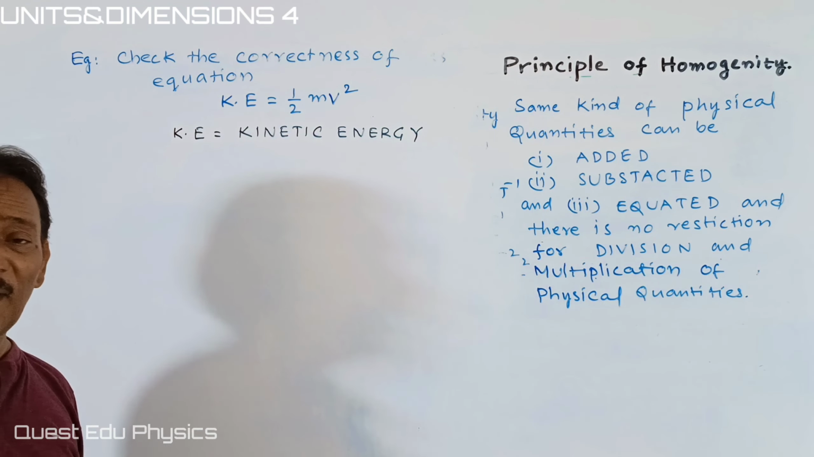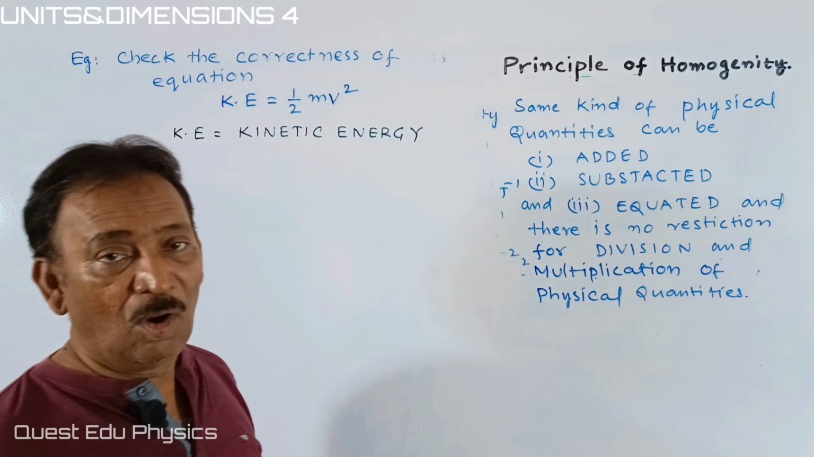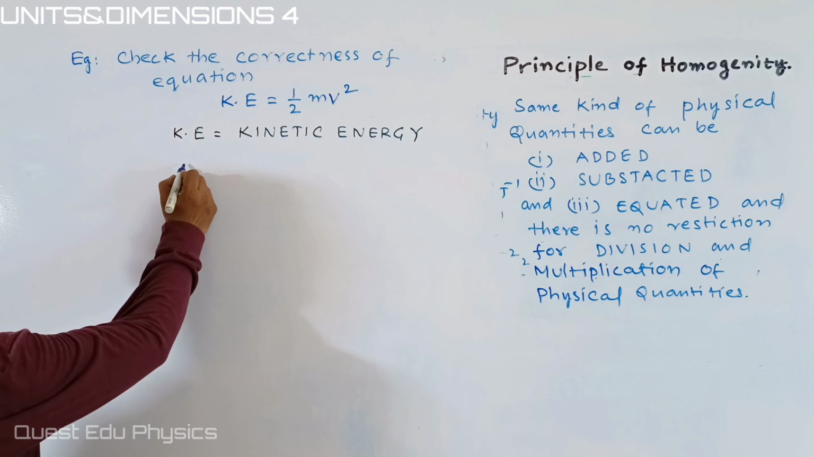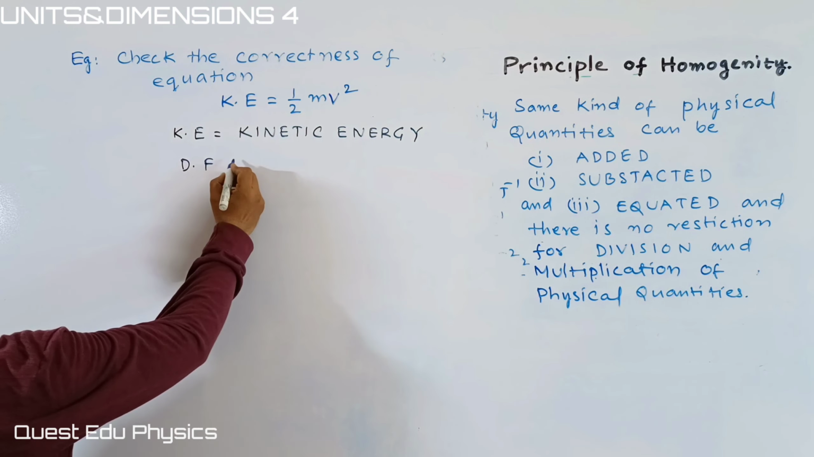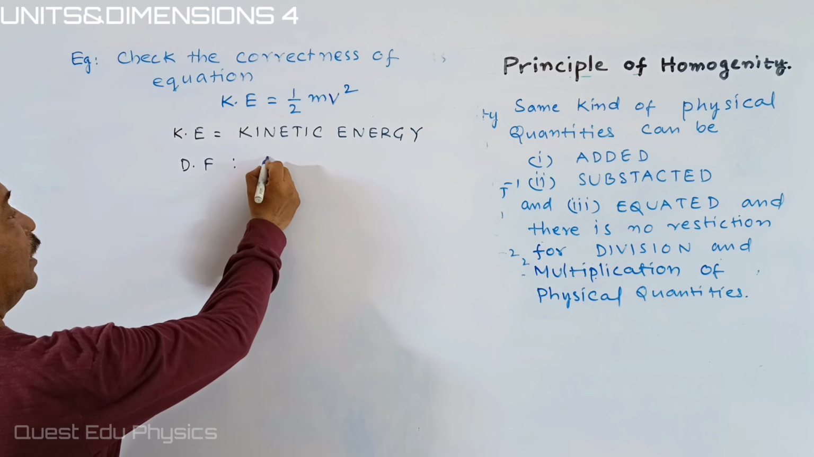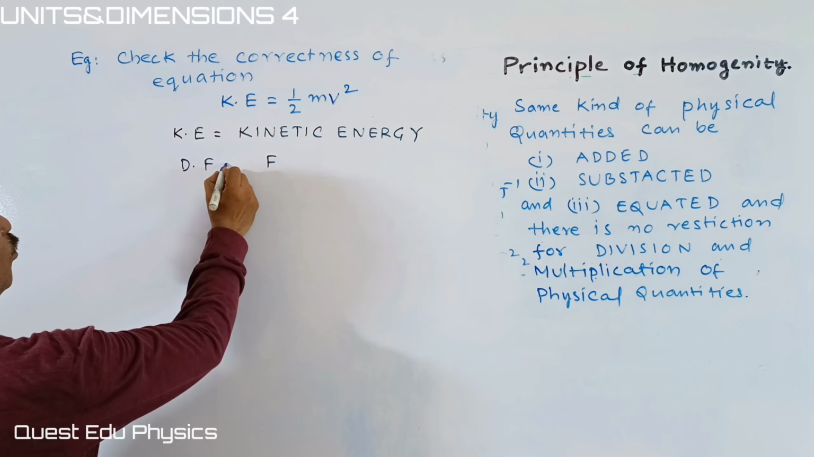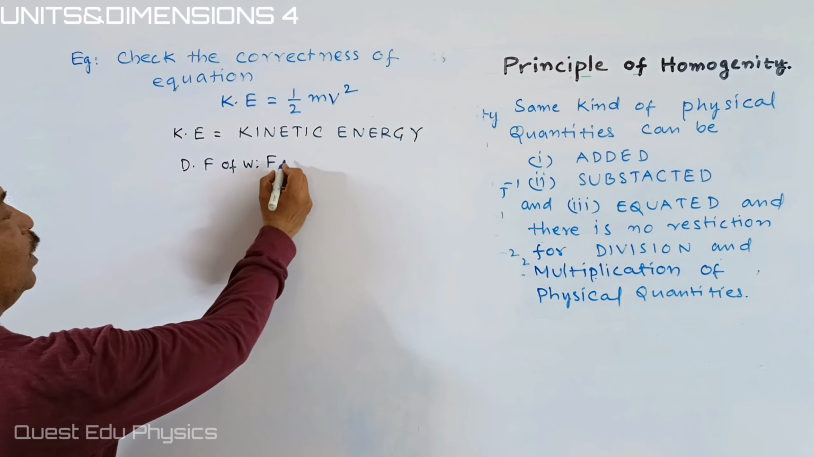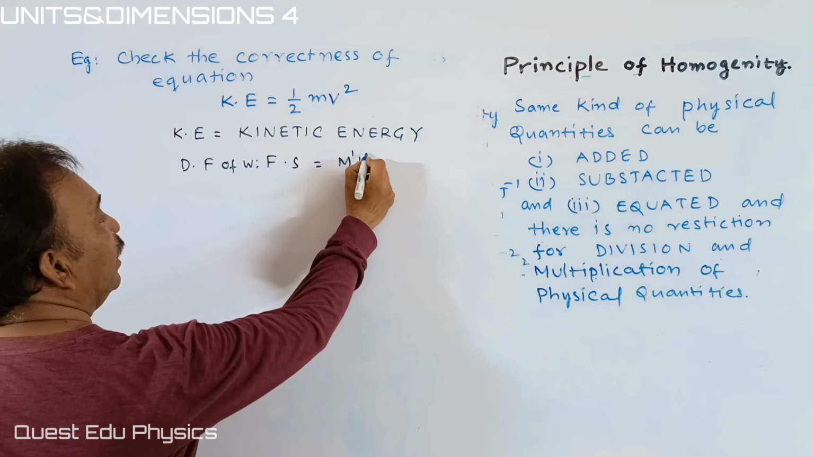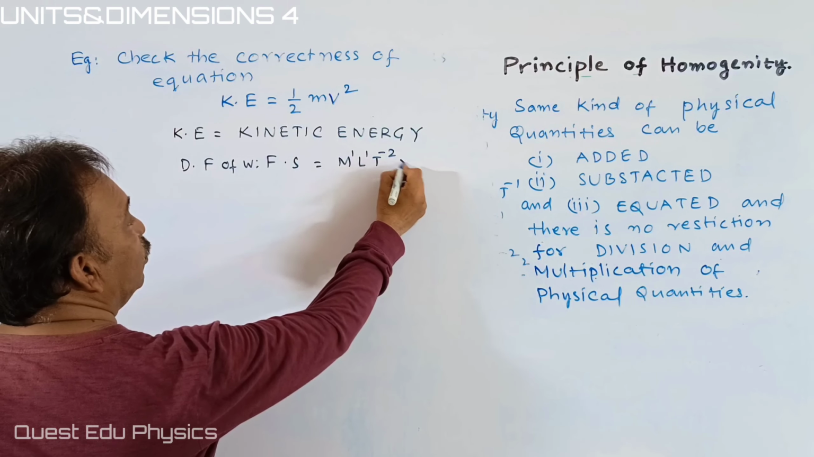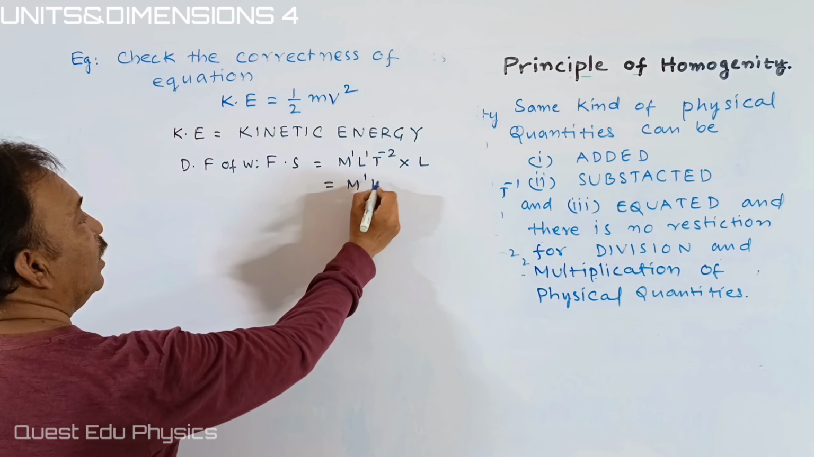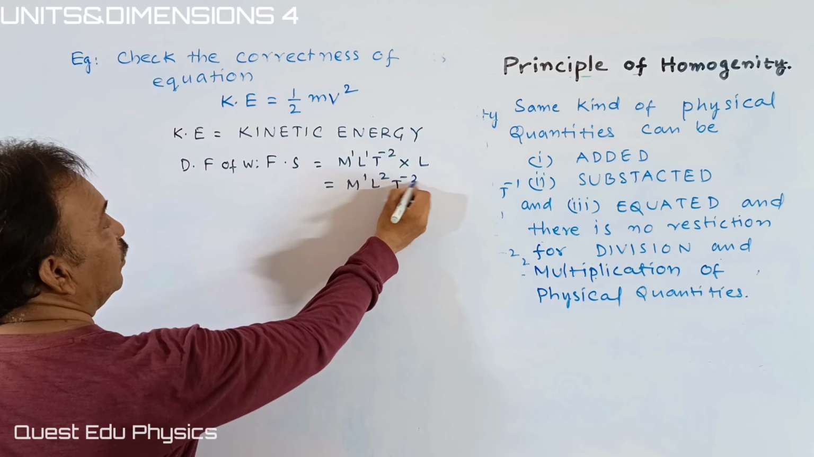Kinetic energy, potential energy, whatever the energy is, all the energies are nothing but work done. And you know that the dimensional formula of work done, or kinetic energy or potential energy, is force multiplied with the displacement. That is M1 L1 T inverse 2 into displacement L, that is M1 L2 T inverse 2.